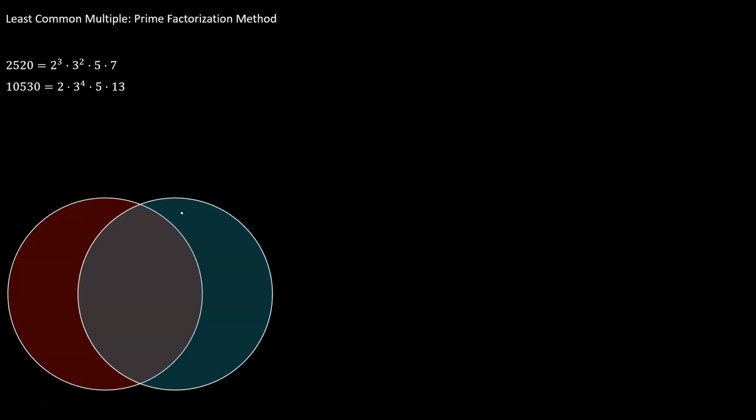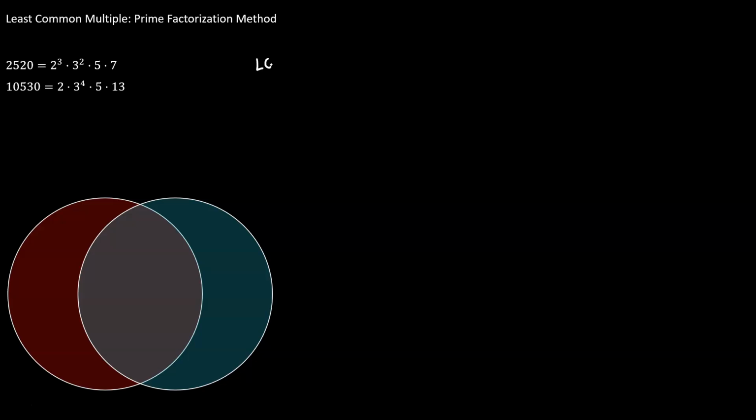Now here's a similar situation. We're looking at least common multiple. We're going to use our Venn diagram. However, we're not going to just list out the multiples. Instead, we're going to look at our prime factors, and we're going to use those prime factors to help us create the least common multiple.